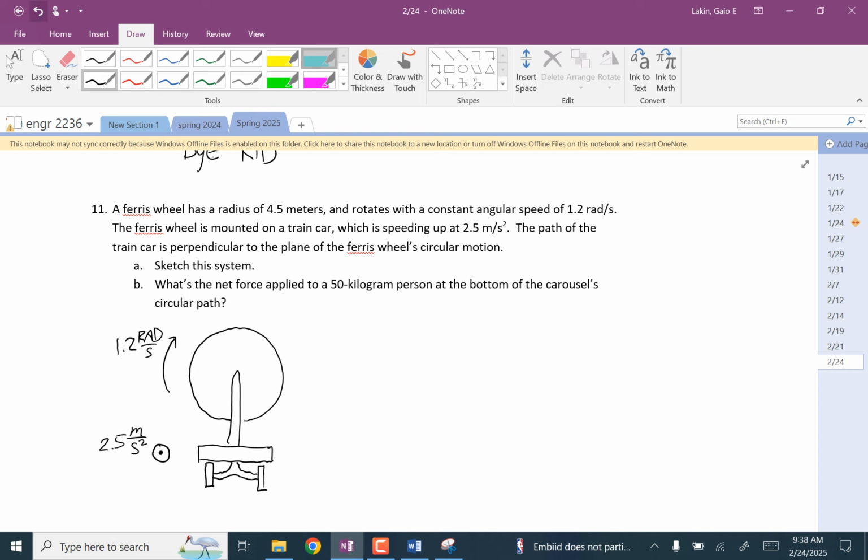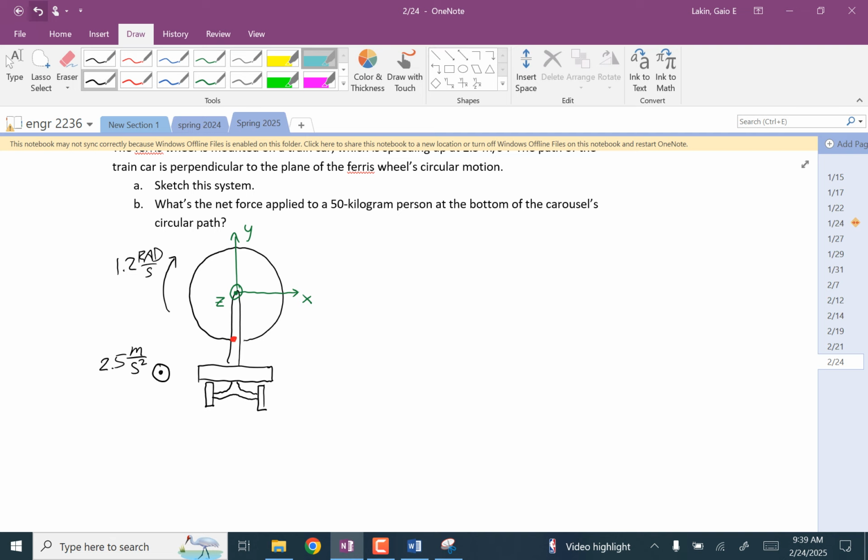Okay, and the point that we're interested in is down here. The coordinate system, I'm going to go z coming out, x to the right, y up. And we want the net force. So the kinetics of this is pretty simple. All we have to do is come up with the acceleration vector and then just multiply it by the mass.